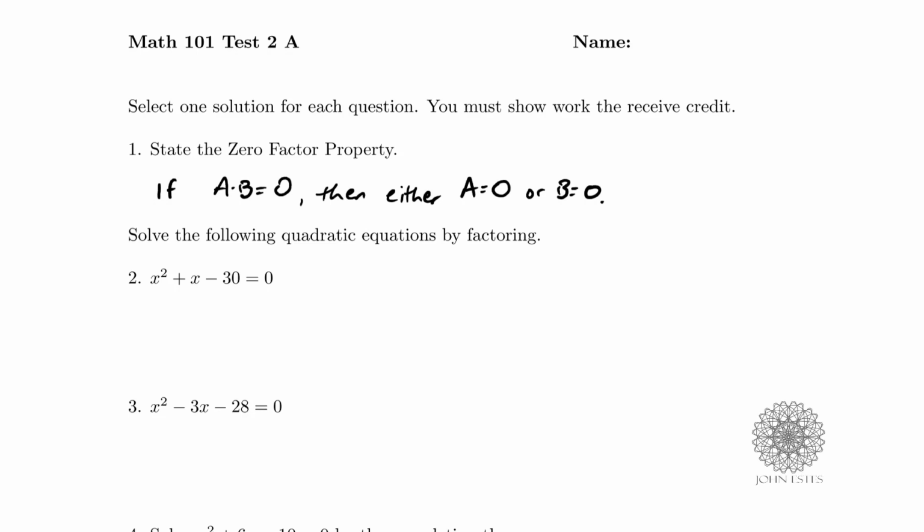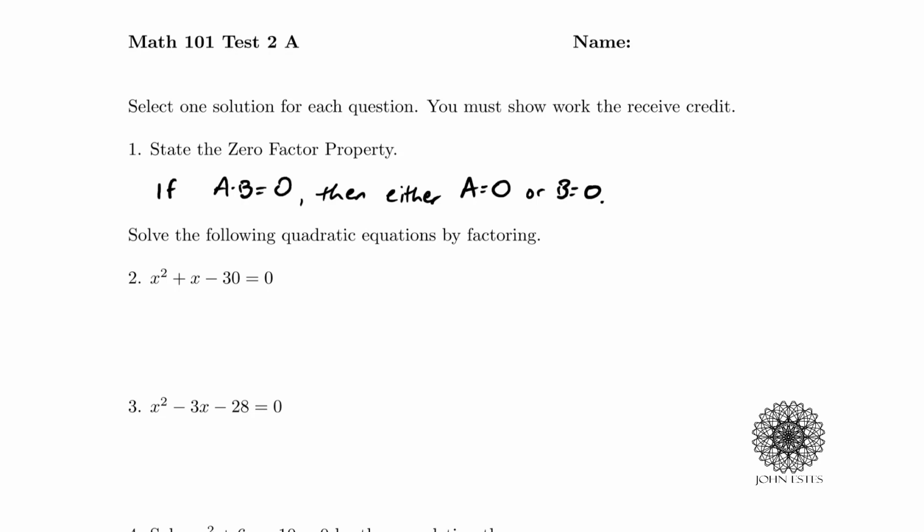If a times b is 0, then either a is 0 or b is 0. And this is the primary driving theorem behind factoring. This is why factoring works. And speaking of that, looking at number 2, we're trying to rewrite x squared plus x minus 30 as a product of two things.